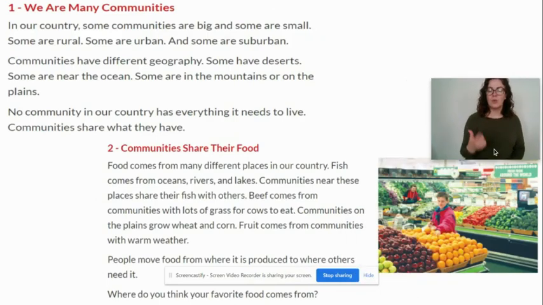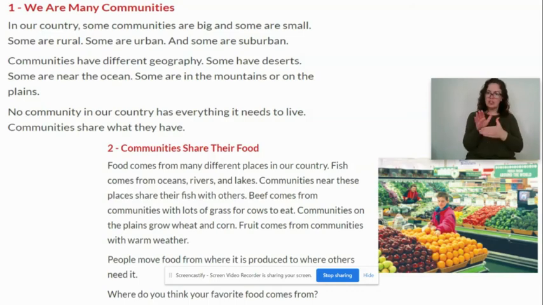We are many communities. In our country, some communities are big and some are small. Some are rural, some are urban, and some are suburban. Communities have different geography. Some have deserts, some are near the ocean, some are in the mountains or on the plains. No community in our country has everything it needs to live. Communities share what they have.